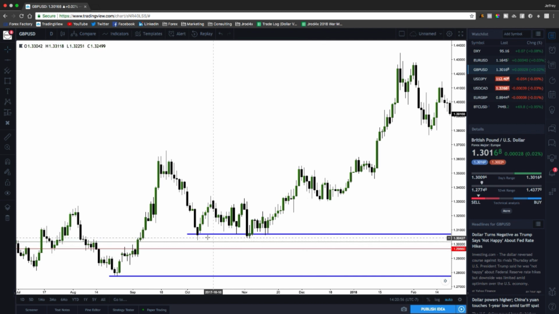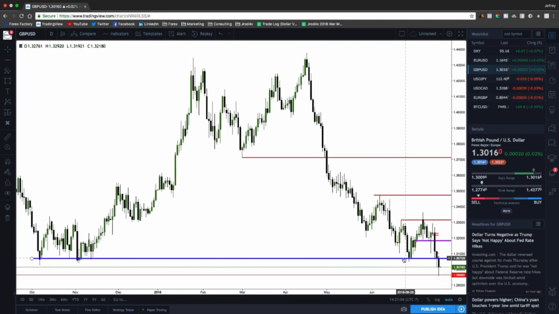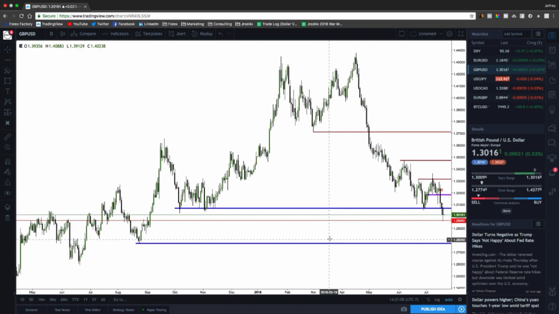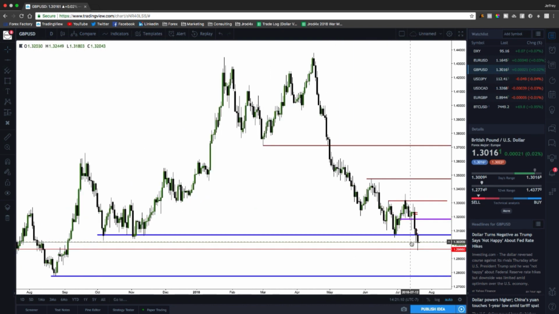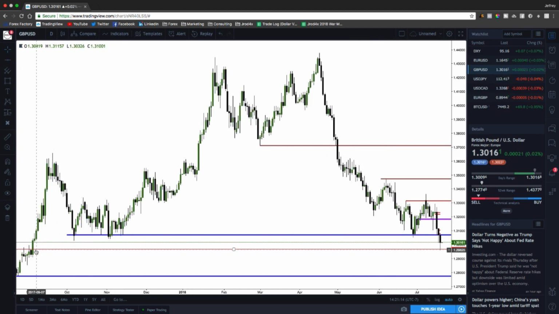All right, and again, we've been talking about this 1.30 big figure level, which is below these equal lows, and we've got that other low that was over here, so it's like that triple bottom, whatever it is. But look at where the market traded into today. Right into this ICT bullish order block.